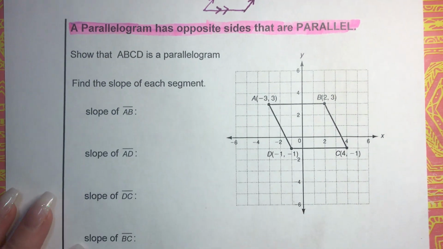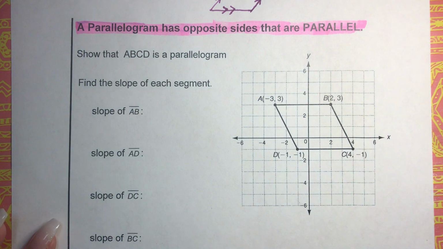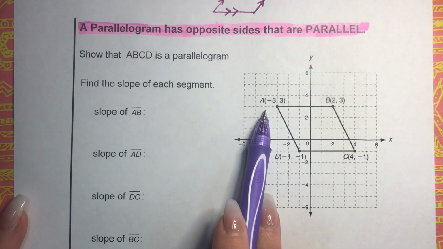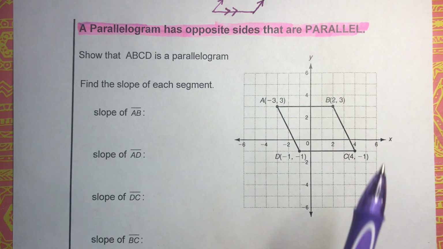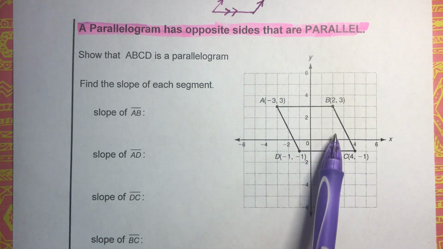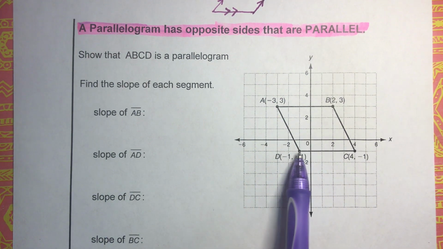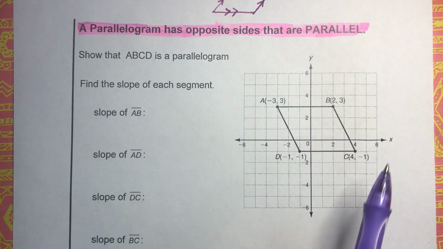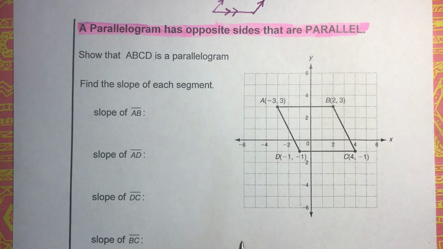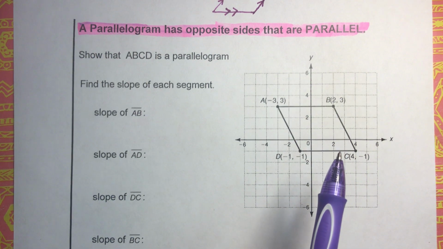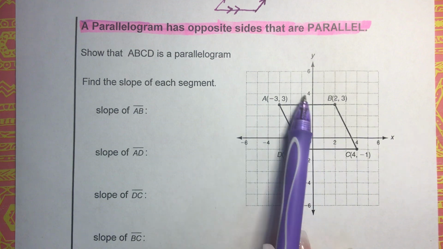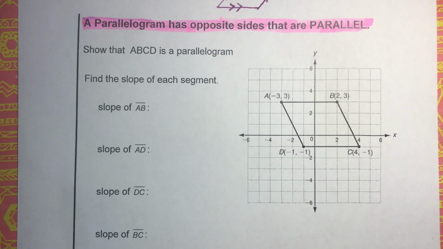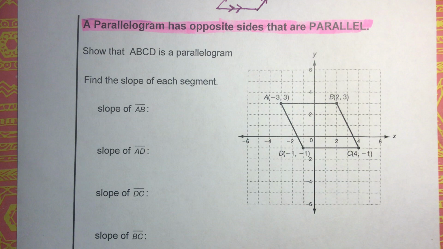So in this next problem, we're going to be applying that concept. We're going to show that ABCD is a parallelogram. To do that, we're going to find the slope of each of these segments. AB is a line segment, BC is a line segment, CD is a line segment, and AD. So there's 4 of them. We need to find all 4 slopes and then show that the opposite sides are parallel. And if we can prove that the opposite sides are parallel, then we know that it's a parallelogram.